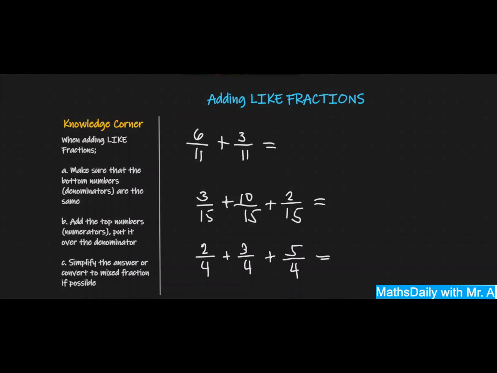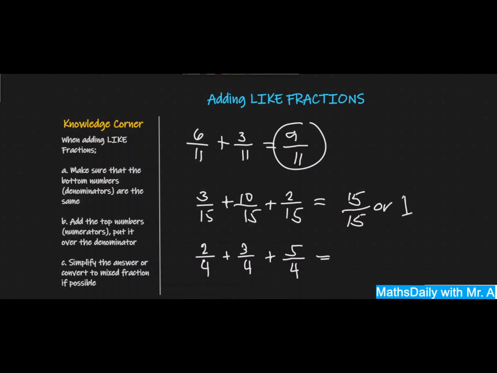Now let's follow these guidelines in adding like fractions. 6/11 plus 3/11 will give us 9/11. This is the final answer. Can we simplify 9 over 11? Not possible. Okay, next. 3/15 plus 10/15 plus 2/15 equals, just add the top numbers. 3 plus 10 plus 2 equals 15, over, copy the denominator, 15. Can we simplify 15 over 15? Yes, 15 over 15 is equal to 1.